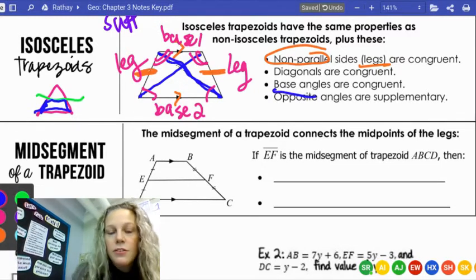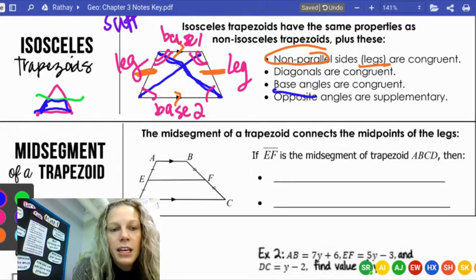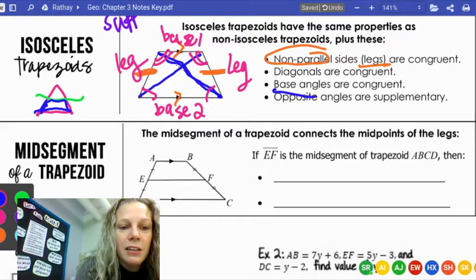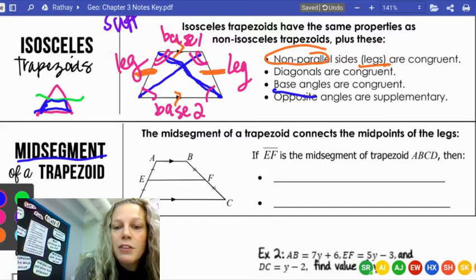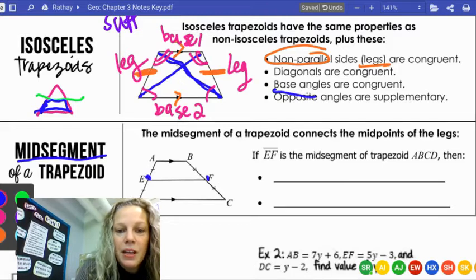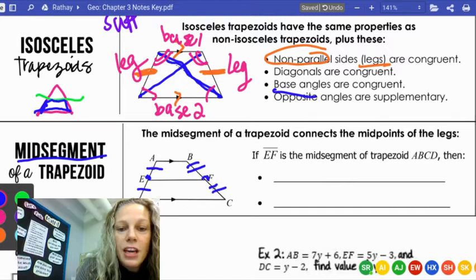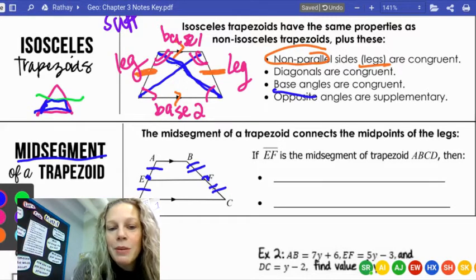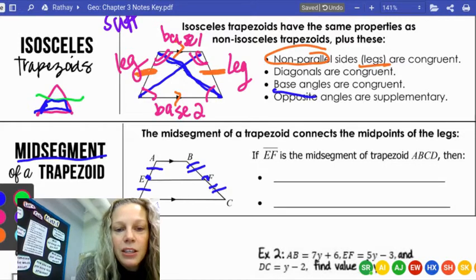And so the base angles are still congruent. Now, when I chopped the top off, I didn't chop it off randomly. That green line that I just drew was parallel. I chopped it off parallel, which brings us to the mid-segment of a trapezoid. The mid-segment of a trapezoid connects the midpoints. So in our diagram, AE is congruent to ED, BF is congruent to FC, because E and F are both midpoints. When I connect the midpoints, this segment right here is called the mid-segment.